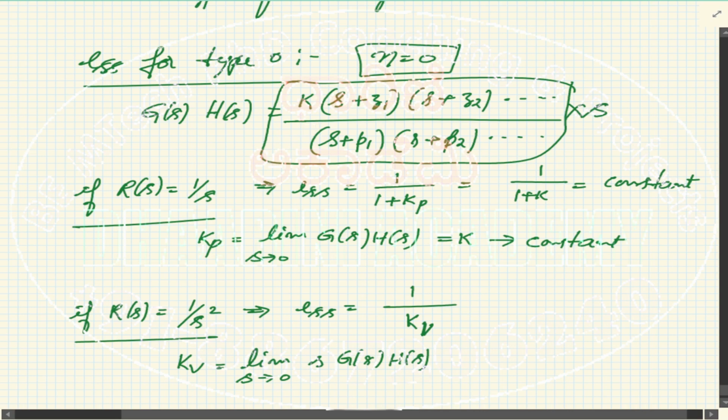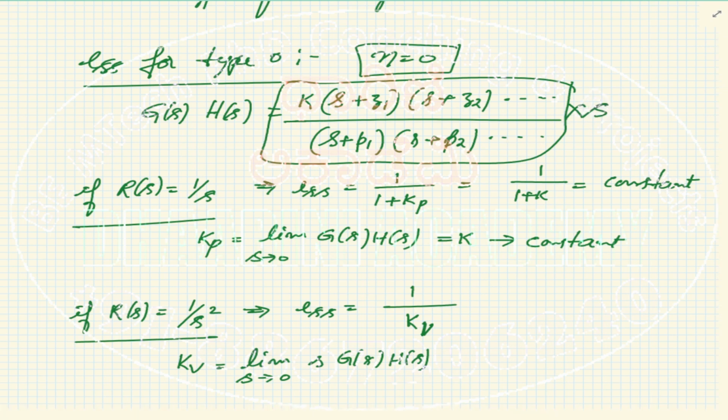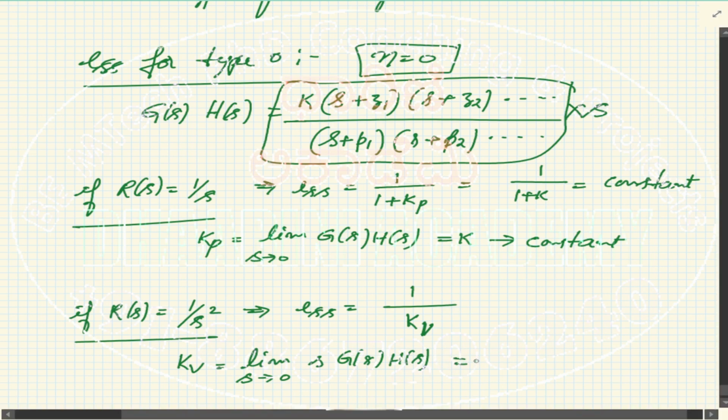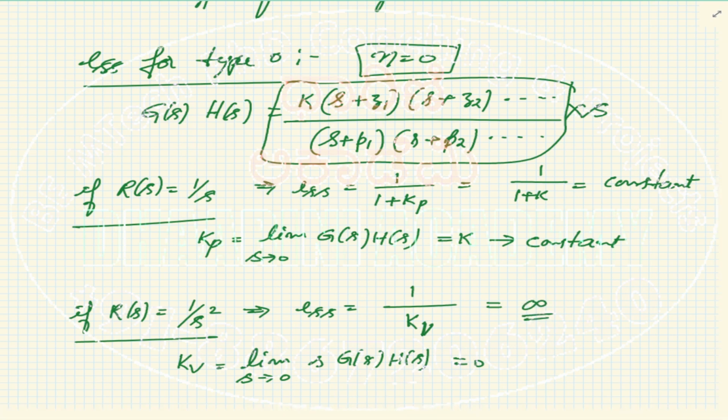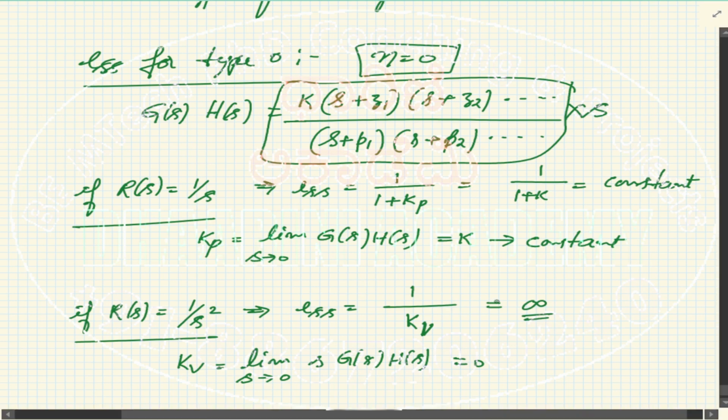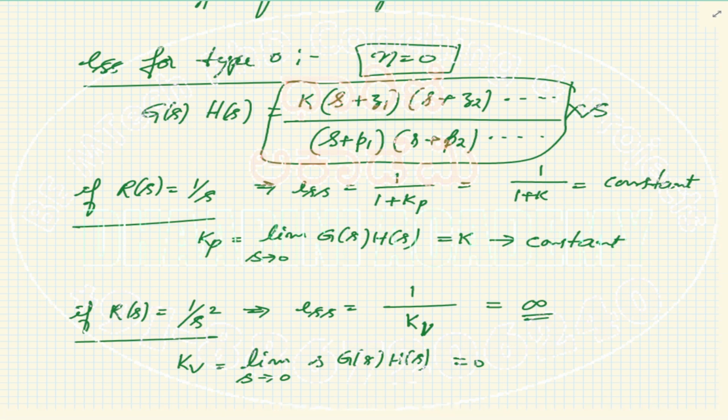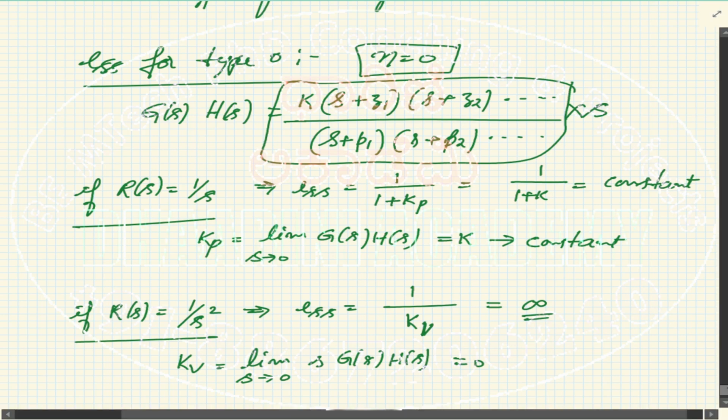So I don't have anything. So what happens to the Kv? Kv becomes equal to 0. Right? So this means I'll write here, this is equal to 0. The Kv becomes equal to 0. So 1 by Kv means this is 1 by 0, infinity. Correct? Are you okay? Which means for a type 0 system, if you give a ramp input, at the final output, in terms of the steady state, there will be infinite error.